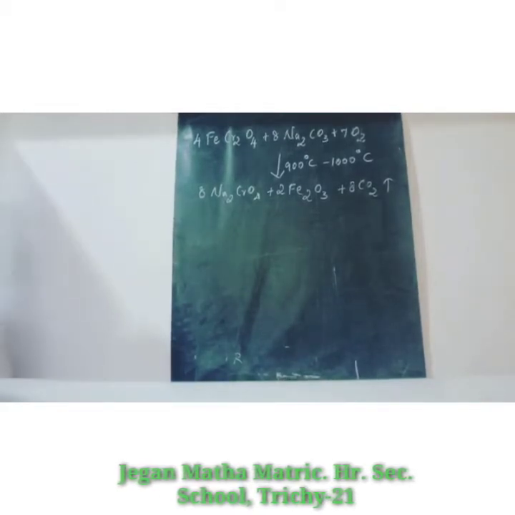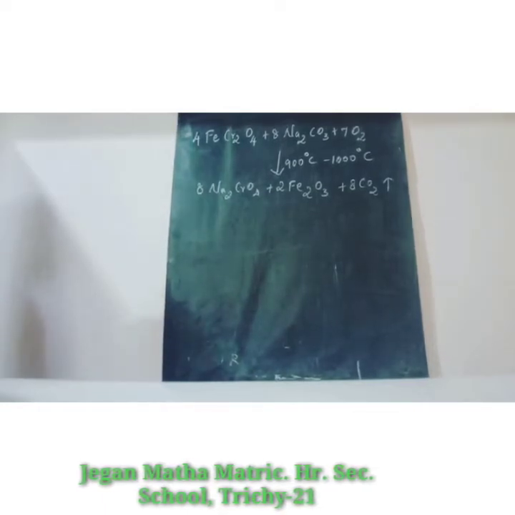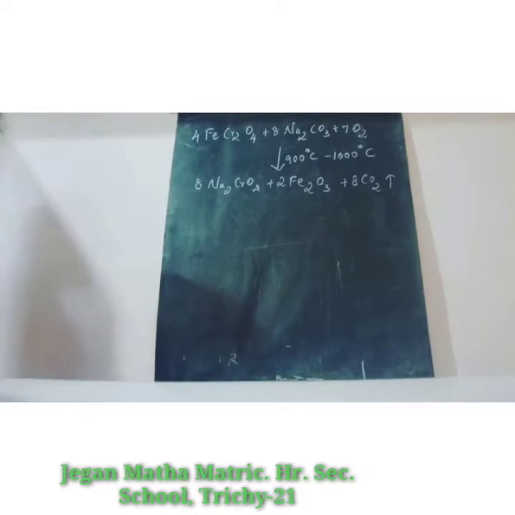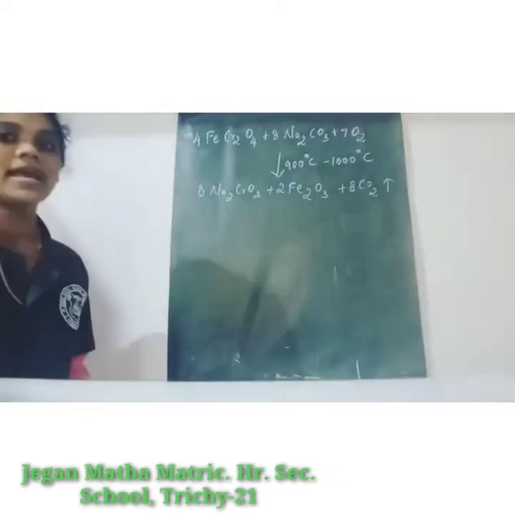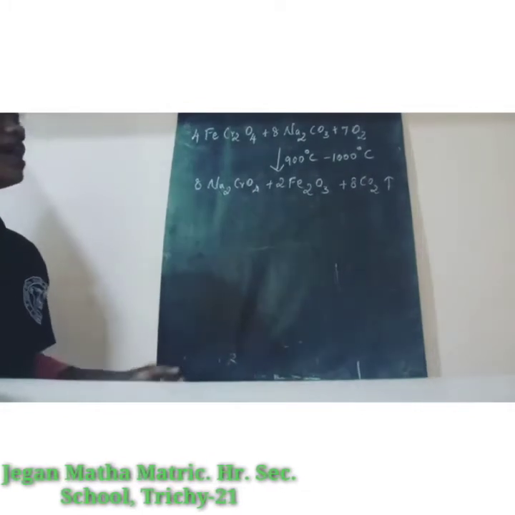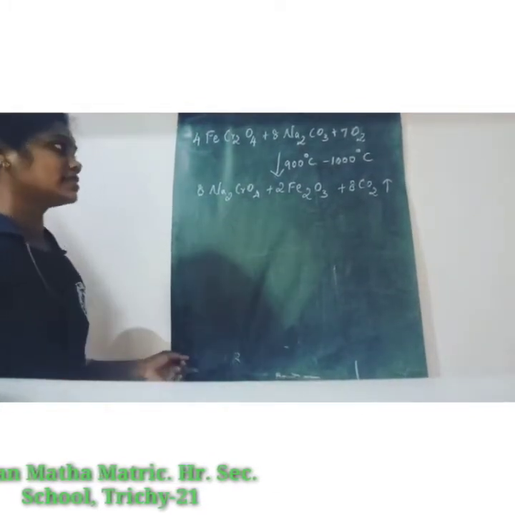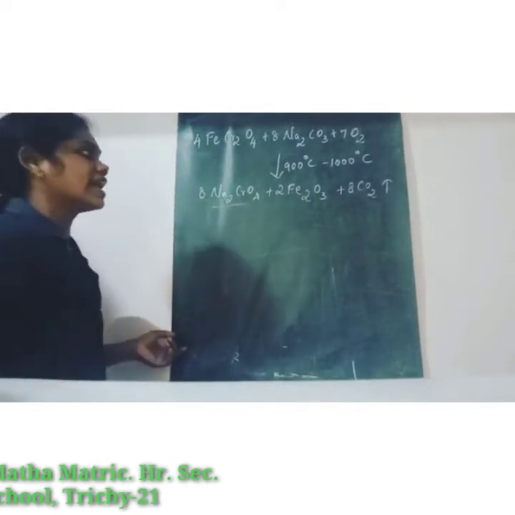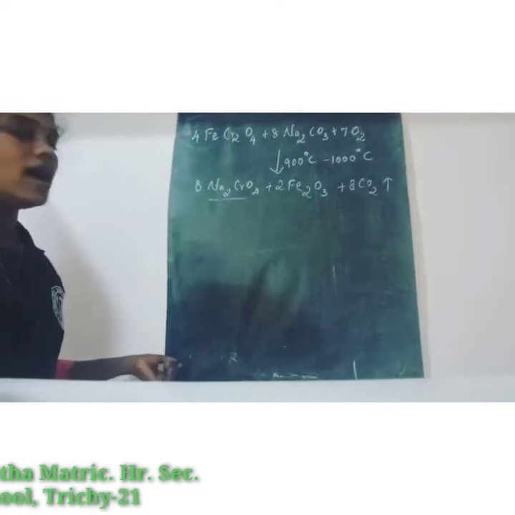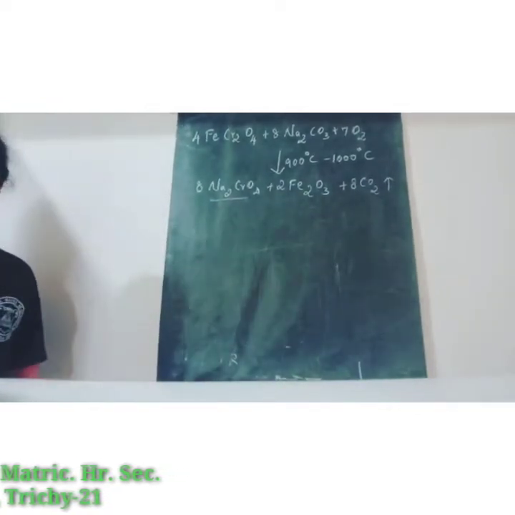Okay, so first we take FeCr2O4, that is the chromate ore, and it is reacted with sodium carbonate, Na2CO3, in the presence of oxygen. It is heated at 900 to 1000 degrees Celsius. It gives sodium chromate, Na2CrO4, and Fe2O3 and 8 times carbon dioxide gas.